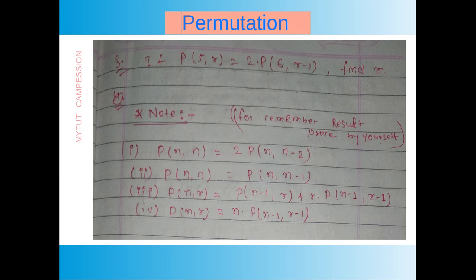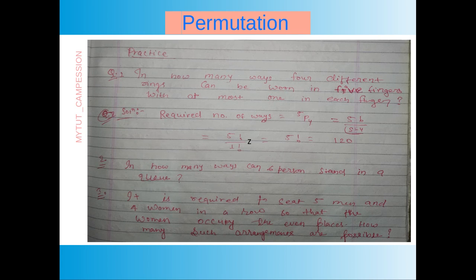Note, here are given notes for remembering results, and if you wish, you can prove them yourself by expanding the LHS and RHS. You have already learned in junior classes how to prove LHS and RHS. Okay, so here are 4 results. P(n,n) equal to 2 into P(n,n minus 2). Similarly P(n,n) equal to P(n,n minus 1). Now you can remember it, just for you to remember. Okay, next.